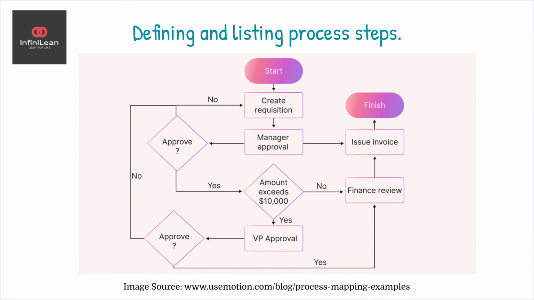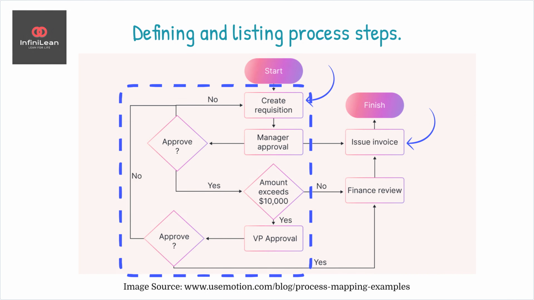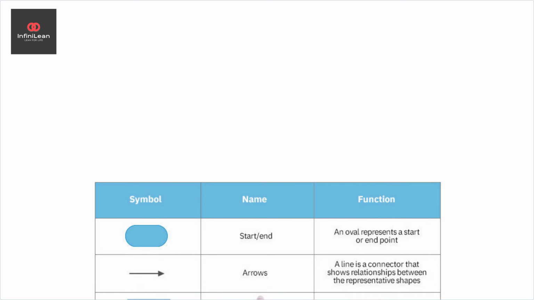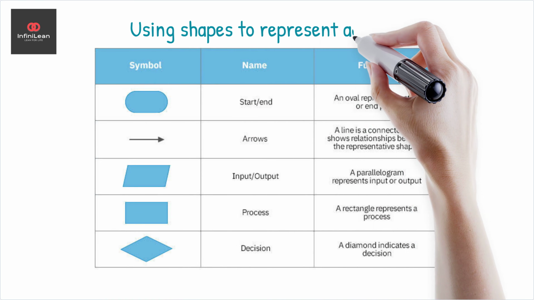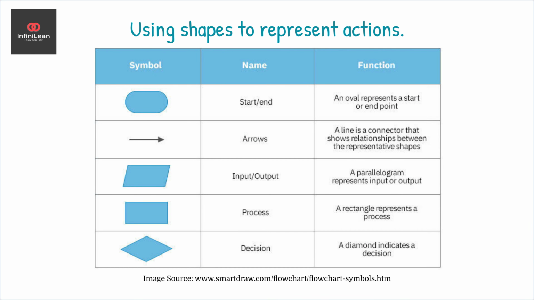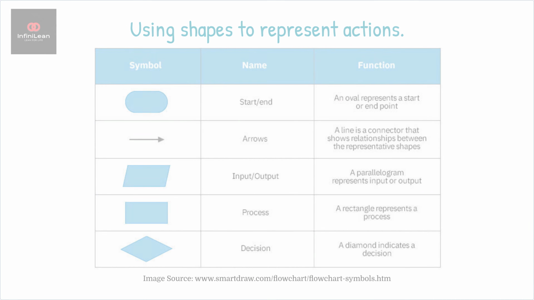Next, list all the steps involved. Use simple shapes to represent different types of actions. For example, rectangles for tasks, diamonds for decision points, and ovals for start or end points. Connect these shapes with arrows to show the flow of the process.